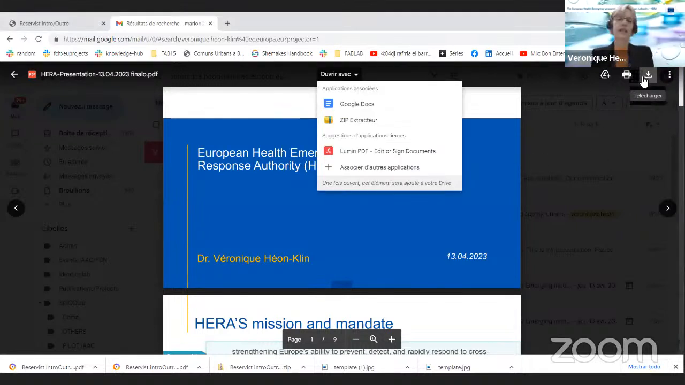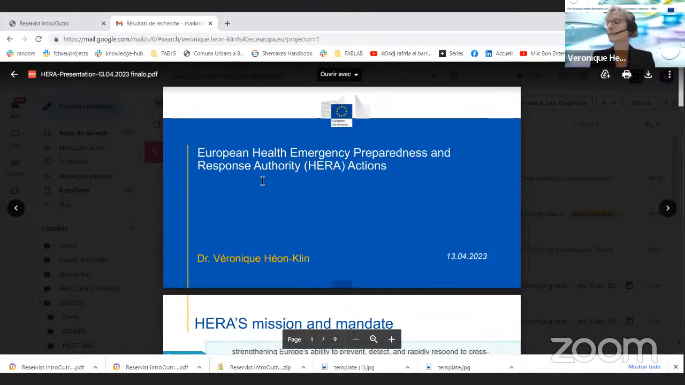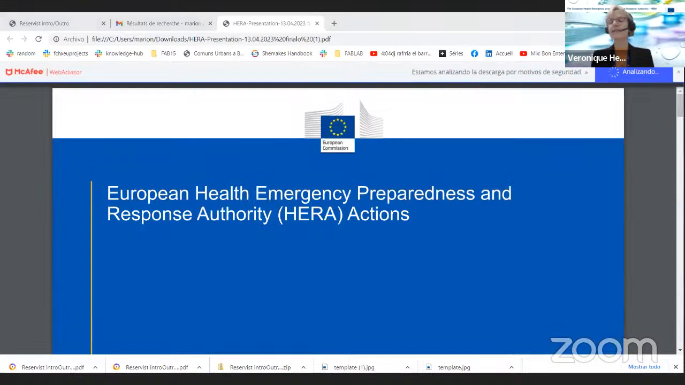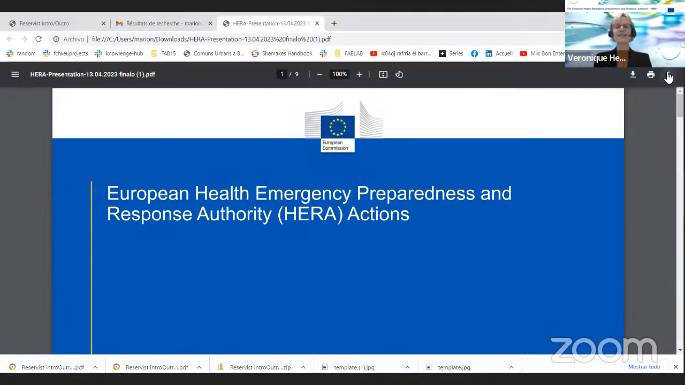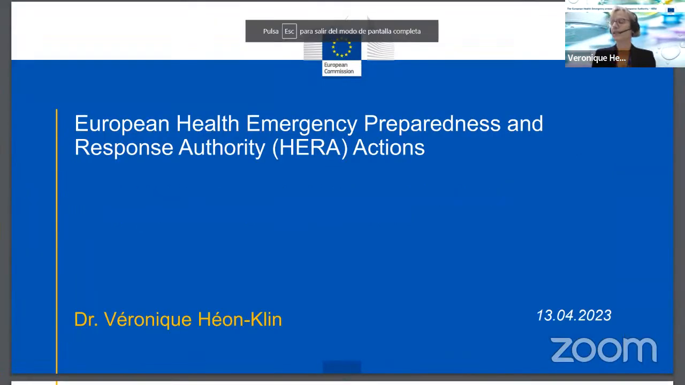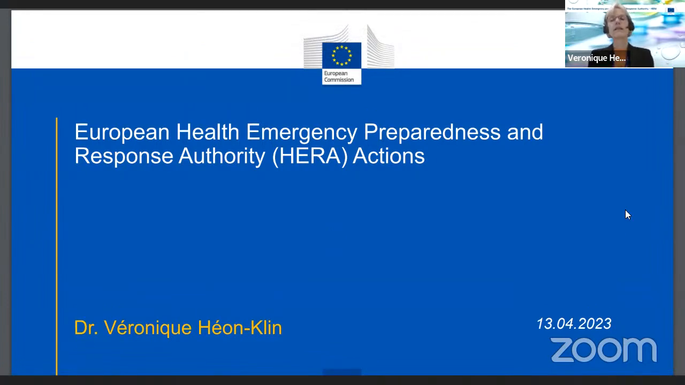Okay, so I'm Véronique Quéon-Klein from HERA, and as it's a new agency, it's the youngest agency, not agency, DG in the European Commission. We were established in September 2021. It was the result of COVID and the lessons from the COVID-19 pandemic. We had two main lessons: that Europe has to be better prepared for this kind of pandemics and health emergencies, and the second was that the coordination by the EU Commission was a real added value.